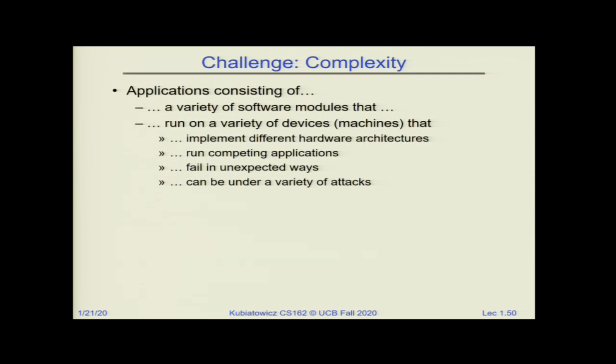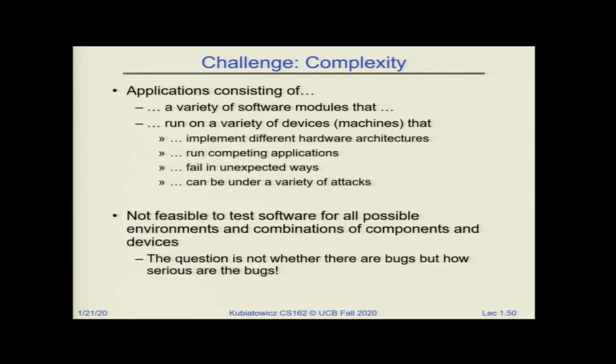So applications consist of a variety of software modules that run on a variety of devices, that implement different hardware architectures, run competing applications, fail in unexpected ways, and can be under a variety of attacks. These are all things that add complexity. And so we're constantly trying to figure out how to trim the complexity, right? This is like a continuous haircut of functionality, okay? And you can imagine I know something about haircuts, right?